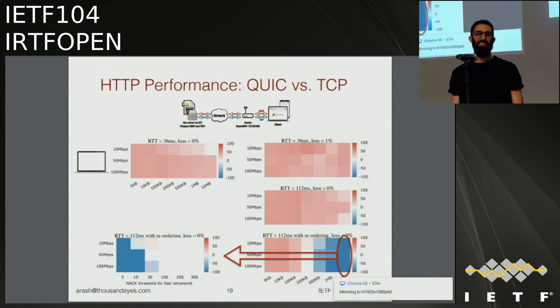And we saw that as we increase the NACK threshold, QUIC's performance actually gets better. And when we let the NACK threshold increase up to 300, which is the upper bound that TCP is allowed to increase its NACK threshold to, then QUIC is able to recover. It's able to cope with the packet reordering, and actually starts performing better than TCP.